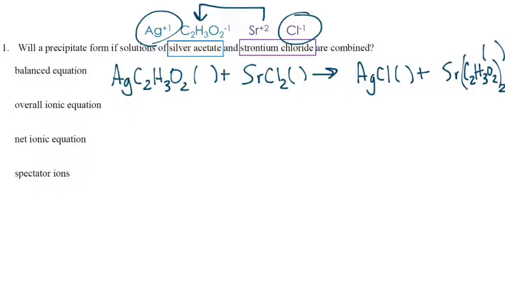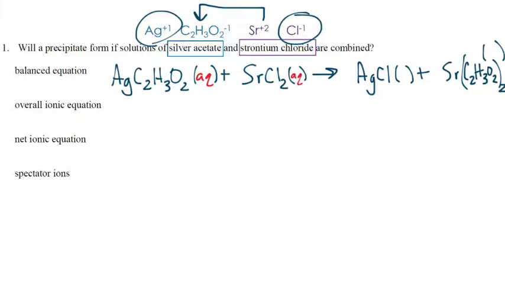So I've written my equation, and I'm going to now go back through and label them as aqueous and solid. So looking at acetate in our solubility chart, it's at the very top of the soluble section, and there are no exceptions. So this is aqueous. Chlorine is also in the soluble area, and strontium is not one of its exceptions.